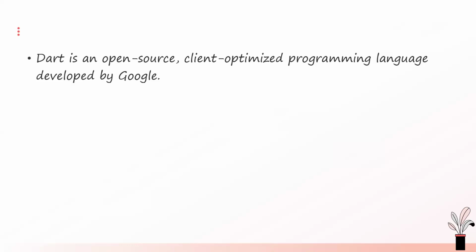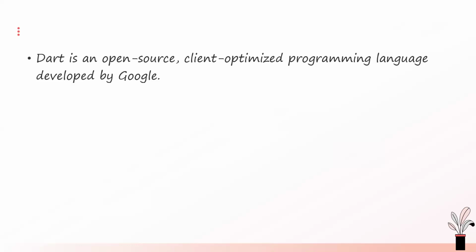So what is that? That is an open source client optimized programming language developed by Google. So I will have to break it down. Open source, when we say something is open source, it means that it is something that a lot of people are contributing to. In as much as it is developed by Google, you as a developer can also contribute to this. You can add to that programming language. So it's an open source project, okay?